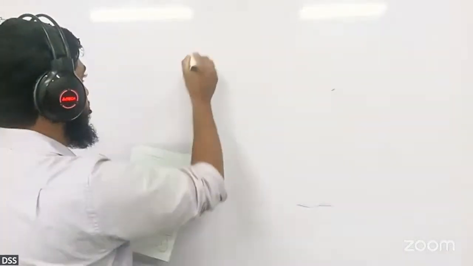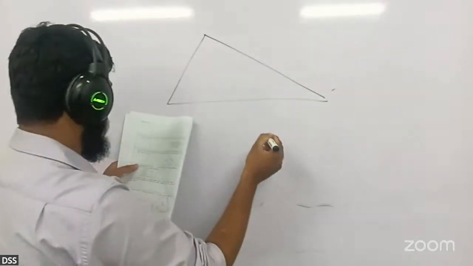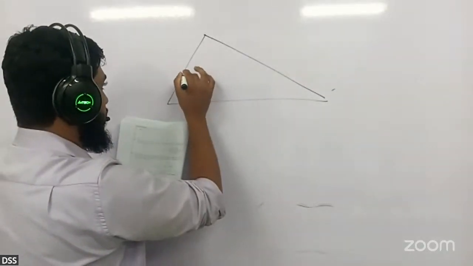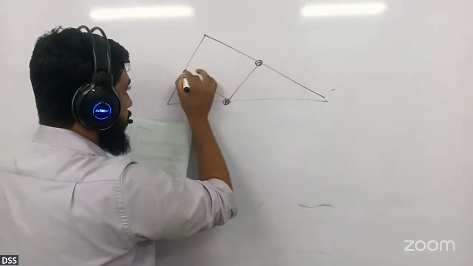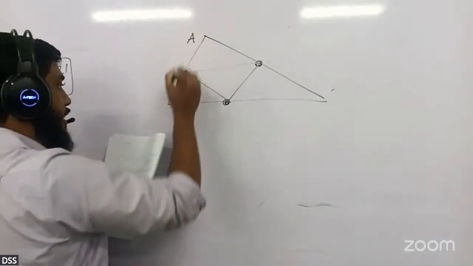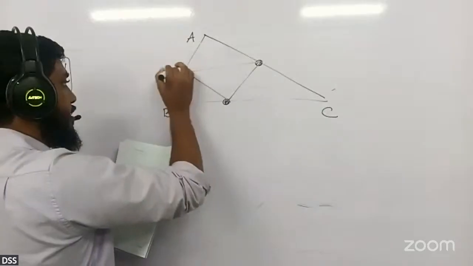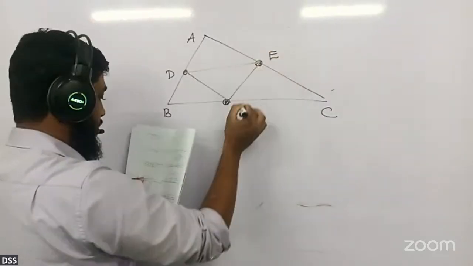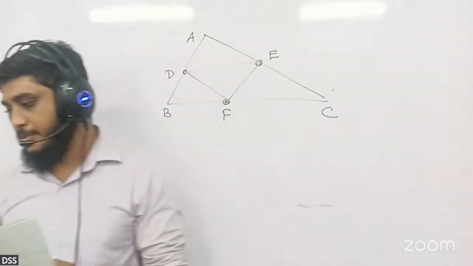Now, see this part. Now you got this triangle like this, and these are the midpoints. Then you have to join these midpoints. Then they have given this side as A, B, C, and this side as D, E, F. A, B, C, D, E, F.